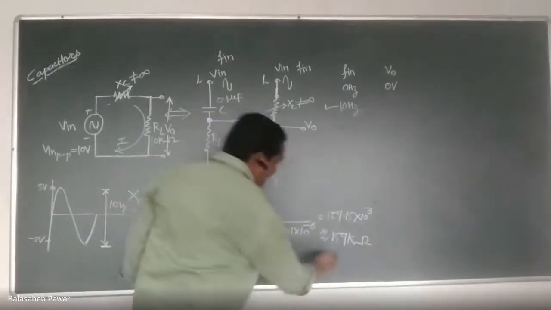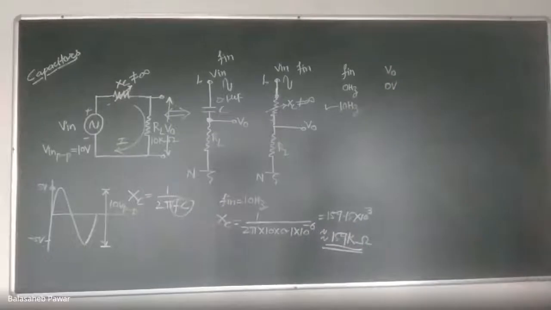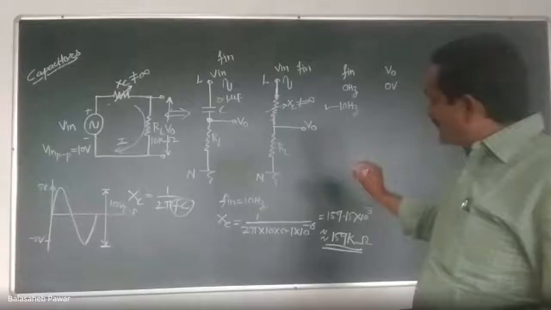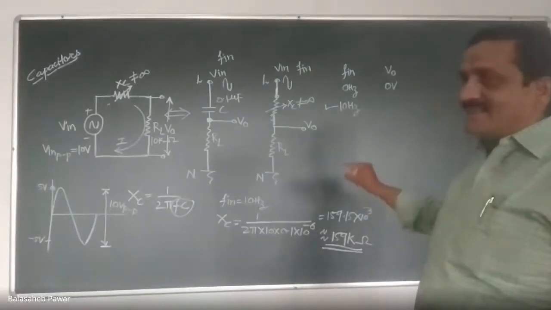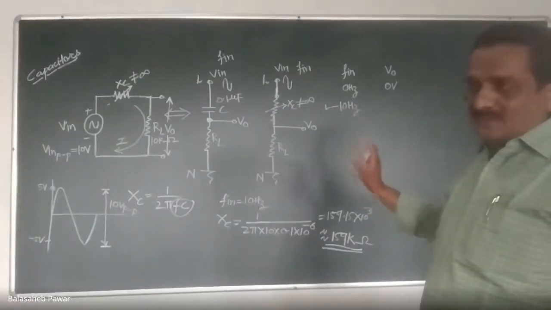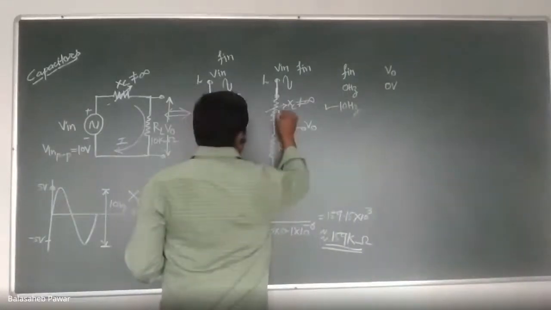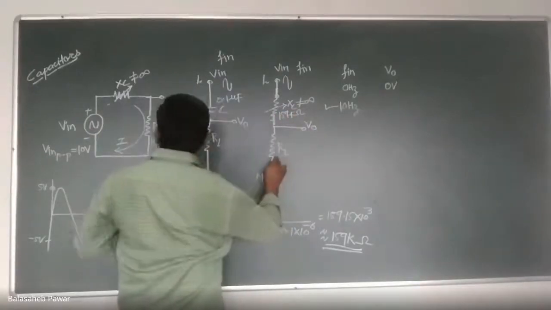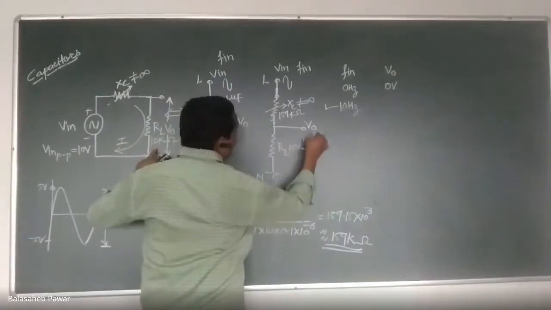Am I right? Approximately, we will call it 159 kilo ohms. Right? Yes or no? We'll consider it as 159 kilo ohm. So this one is 159 kilo ohm. RL we took as 10 kilo ohm. How much will be Vo?